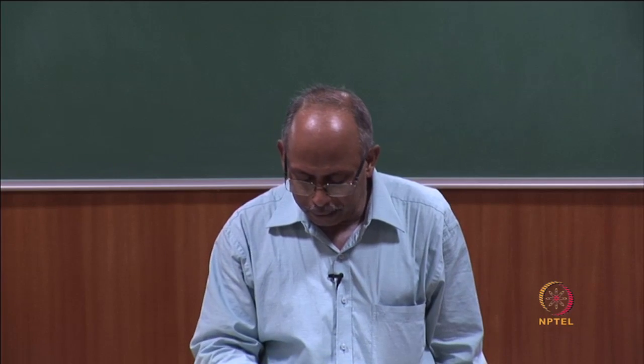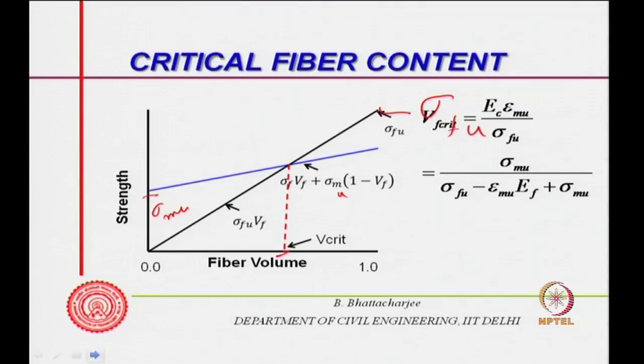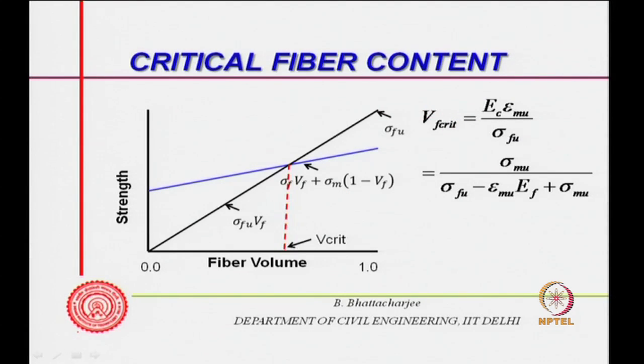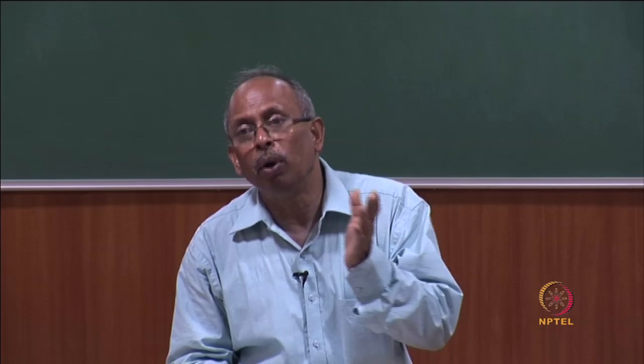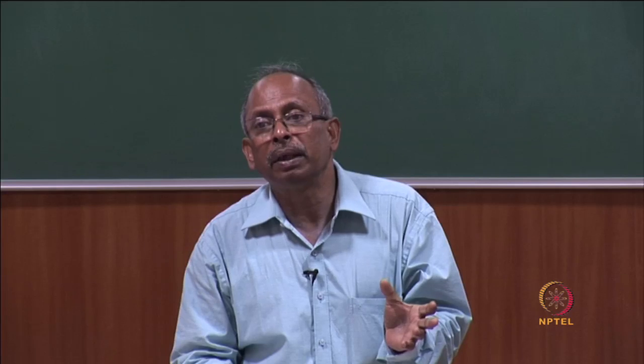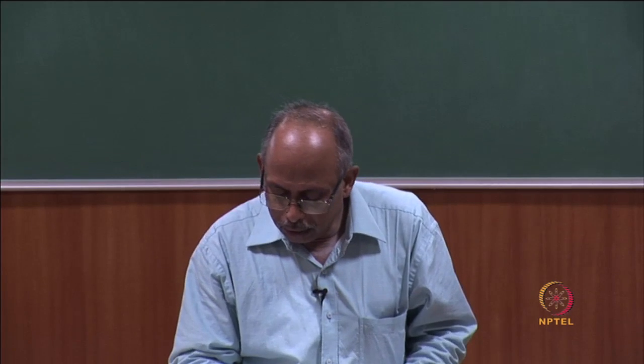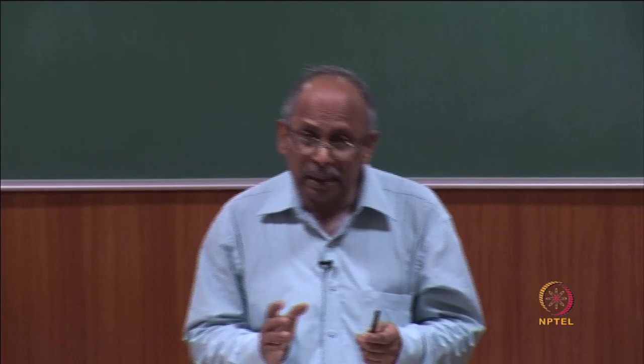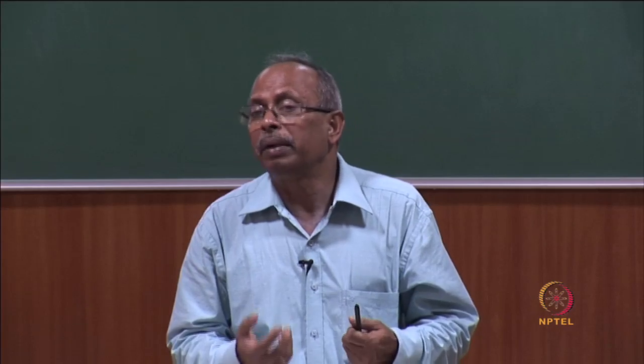So, critical fiber content is that fiber content at, and beyond, which even after the matrix fails, the fiber will be able to carry that load. This should be sigma mu actually. So, once the matrix cracks, the fiber should be able to carry the load, right.